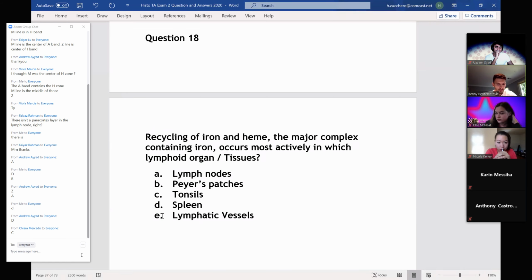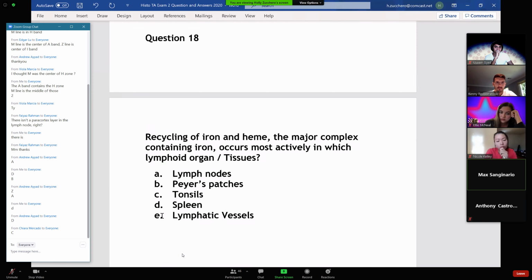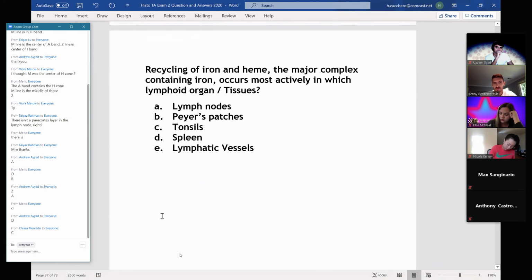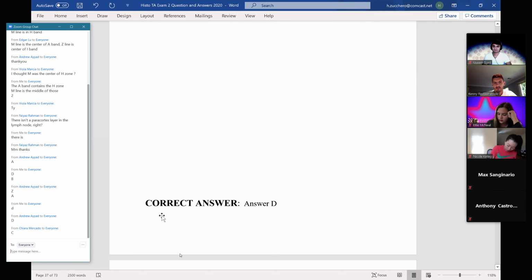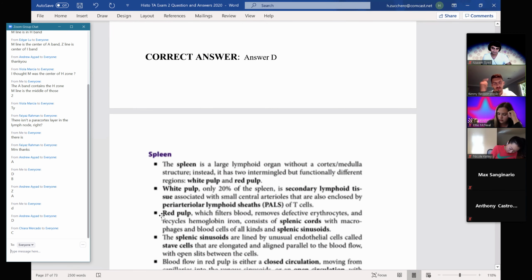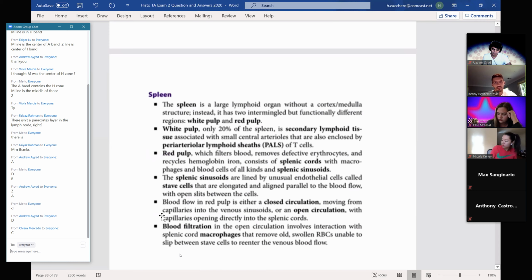What do you think? D, right? Spleen. Recycling of iron and heme, that immediately has to click in your head that we're talking about the blood. The spleen is the only lymphatic organ that filters. The liver does some of it too, but the majority of it is done by the spleen.